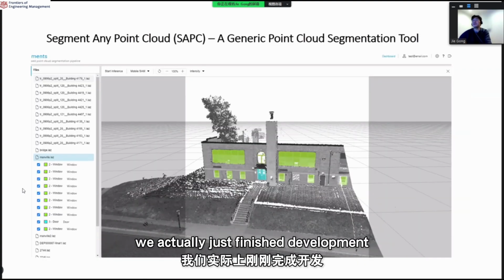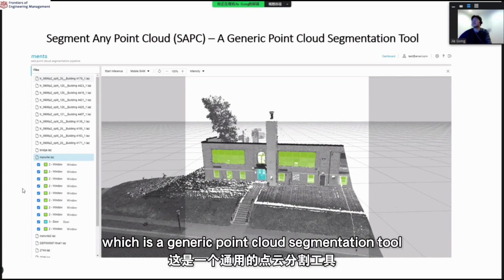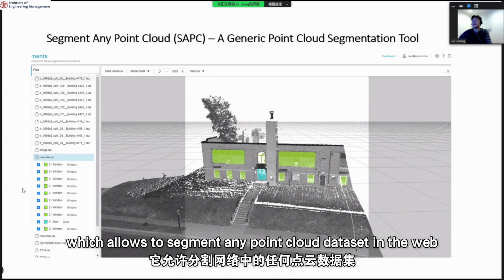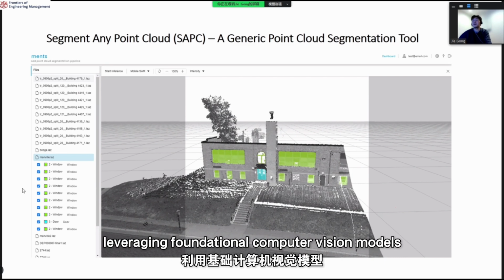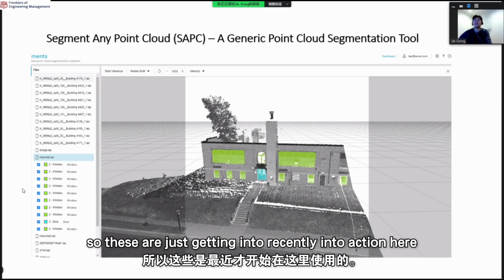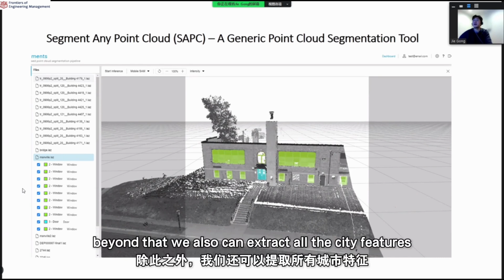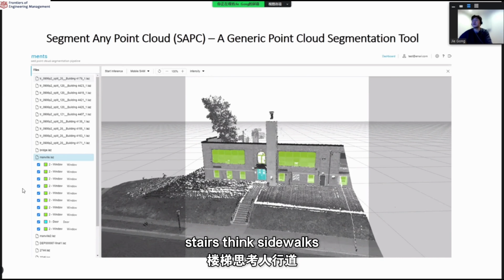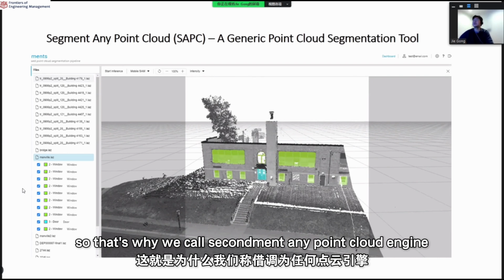More recently, we just finished developing a segmentation engine we call Segment Any Point Cloud, which is a generic point cloud segmentation tool that allows you to segment any point cloud data set in the web browser, leveraging foundational computer vision models. So you can segment any class from the point cloud as long as you define it. These are just getting into action recently. It allows us to extract all kinds of building attributes. Beyond that, we can also extract all the city features, stairs, sidewalks, roadways, anything in the point cloud. That's why we call it the Segment Any Point Cloud engine.